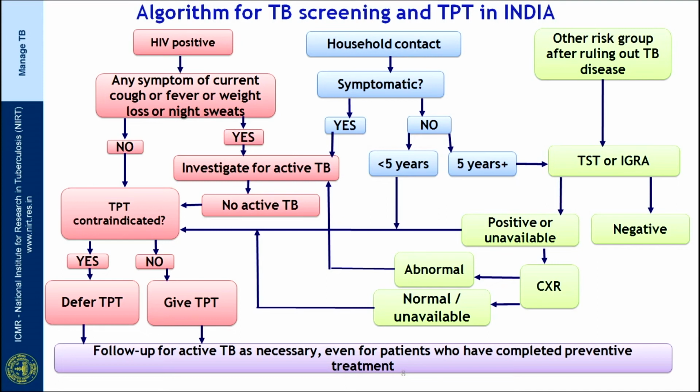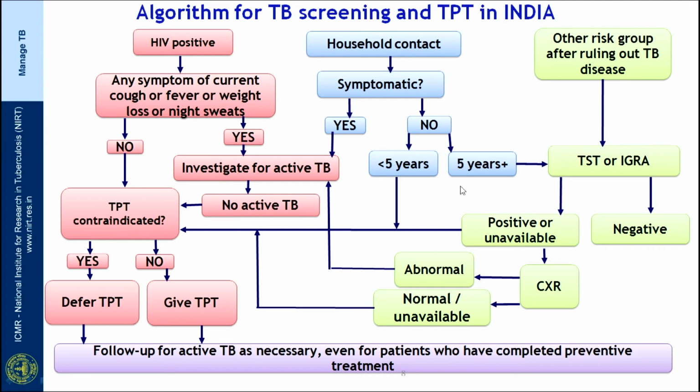and they can be assessed for TPT contraindications if they have no active TB disease, but otherwise they will have to be investigated for TB disease. Now, similarly, among household contacts, first we do a symptom screening, and if symptoms are present, then they have to be investigated for active TB disease. If the symptoms are not there and they are less than 5 years, as I said earlier, there is no need for an IGRA or a TST test. They can be directly assessed for TPT eligibility by assessing if they have any contraindications. If they do not have any contraindications, then they can be given TPT.